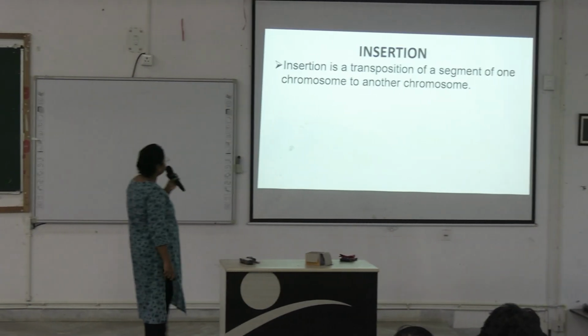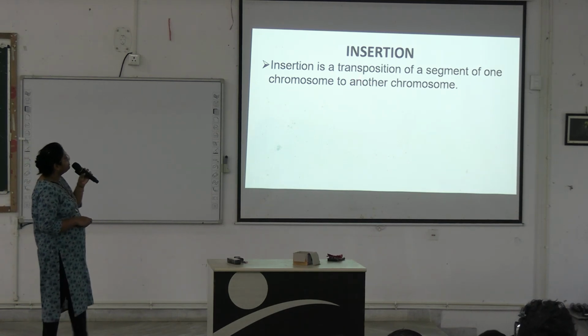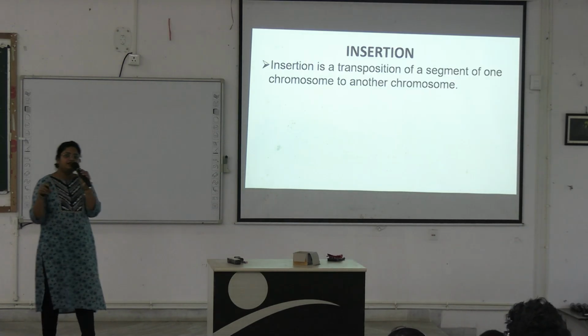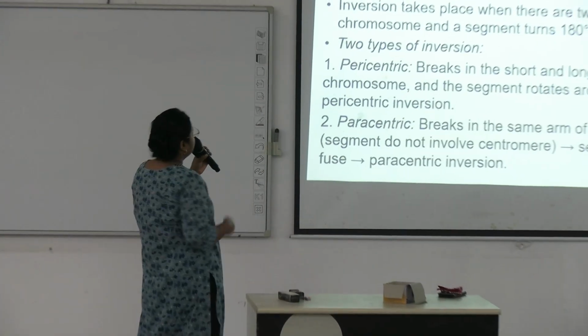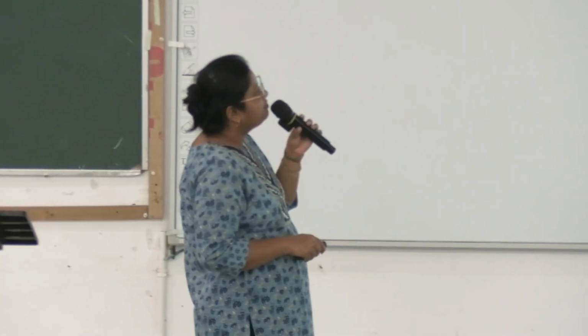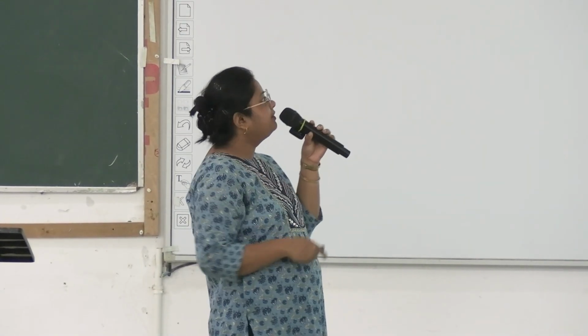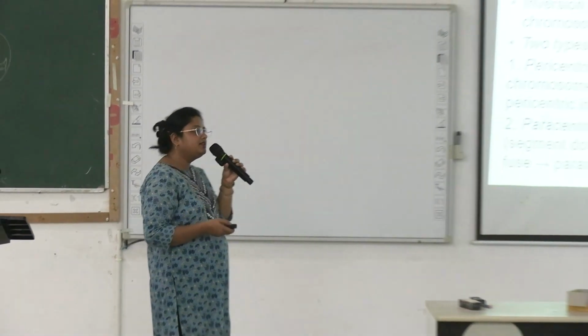Next. Insertion is a transposition of a segment of one chromosome to another chromosome. Some part of one chromosome is breaking and it is joining with another chromosome. That is insertion. Next, inversion. Inversion takes place when there are two breaks in a single chromosome and a segment turns 180 degrees before the reunion. This turning of 180 degrees is important for inversion. In both cases, breaking is occurring, but only in inversion does the segment turn 180 degrees.